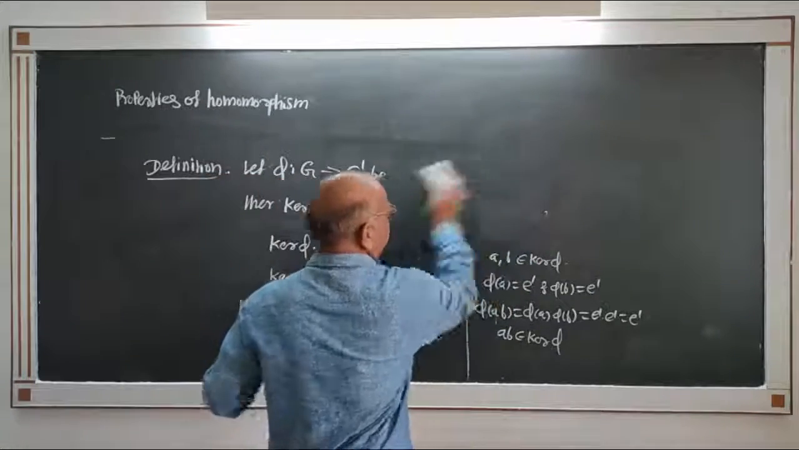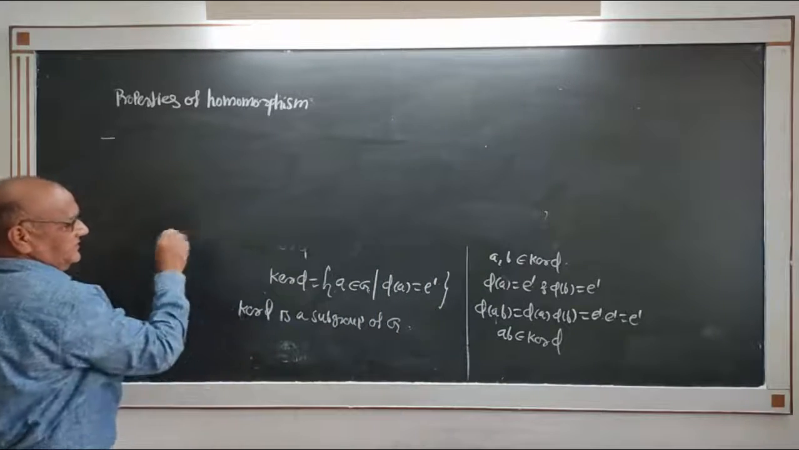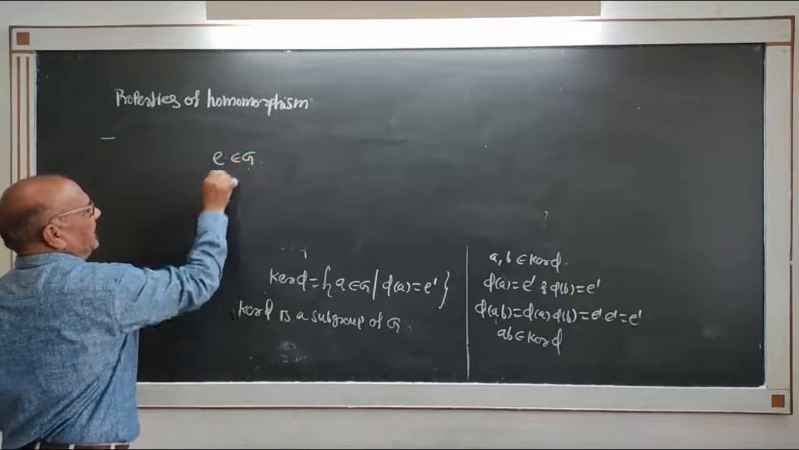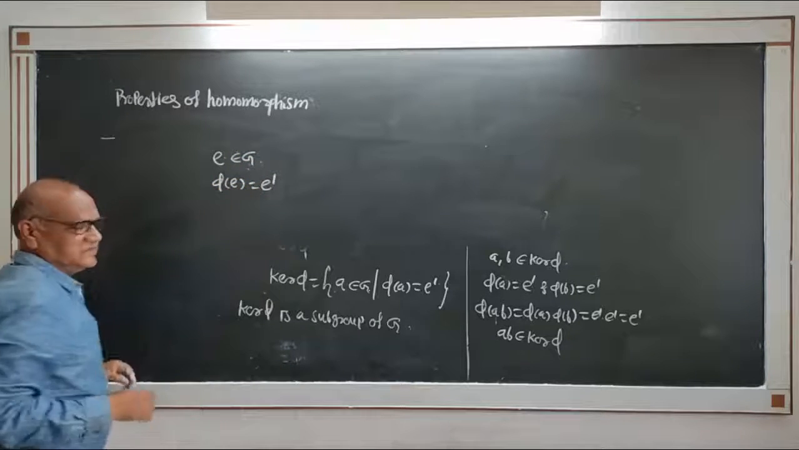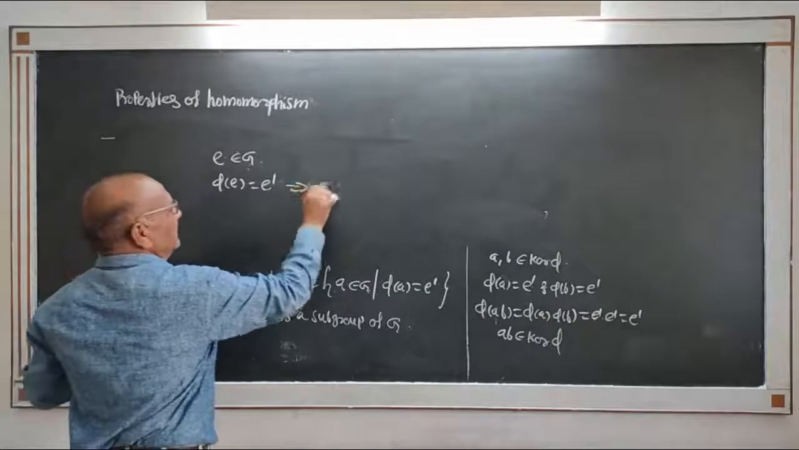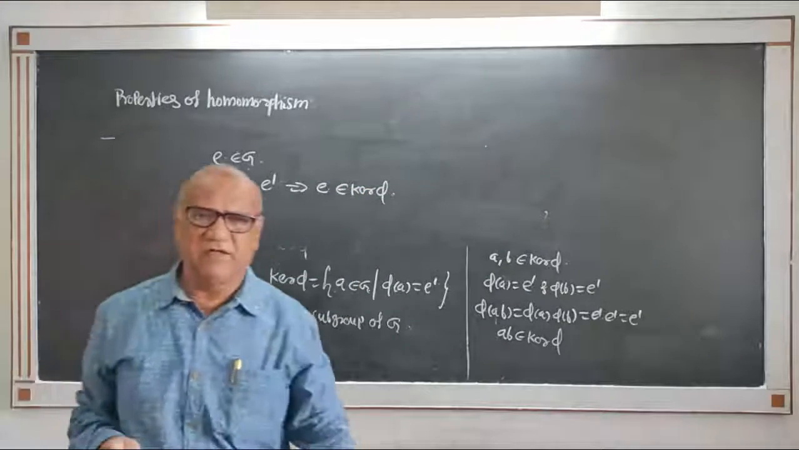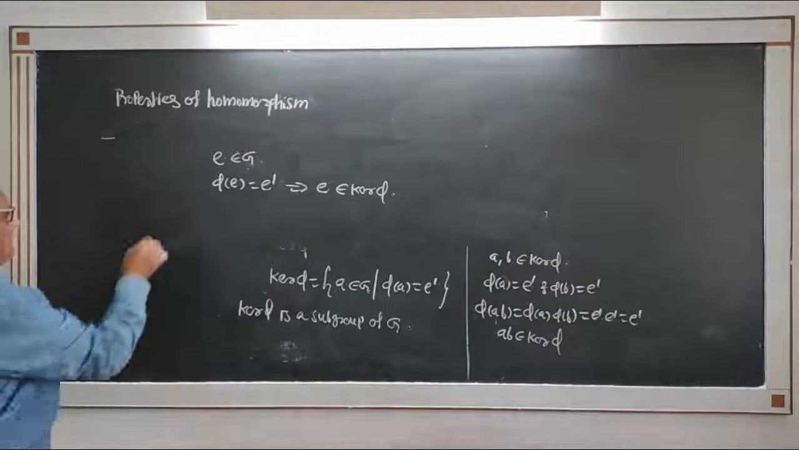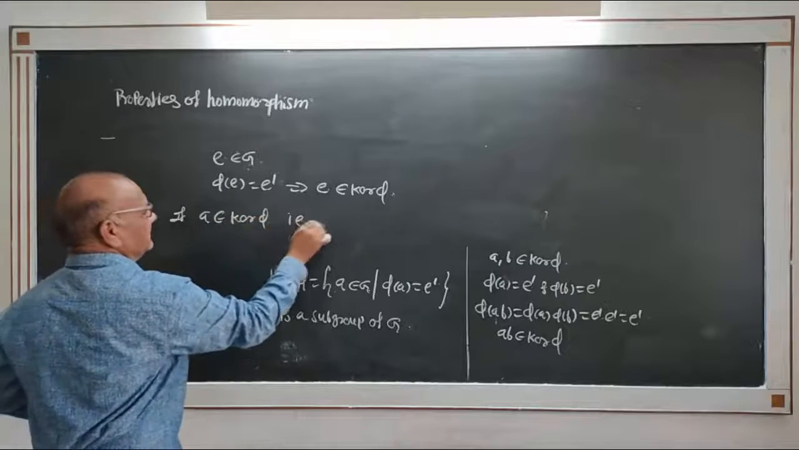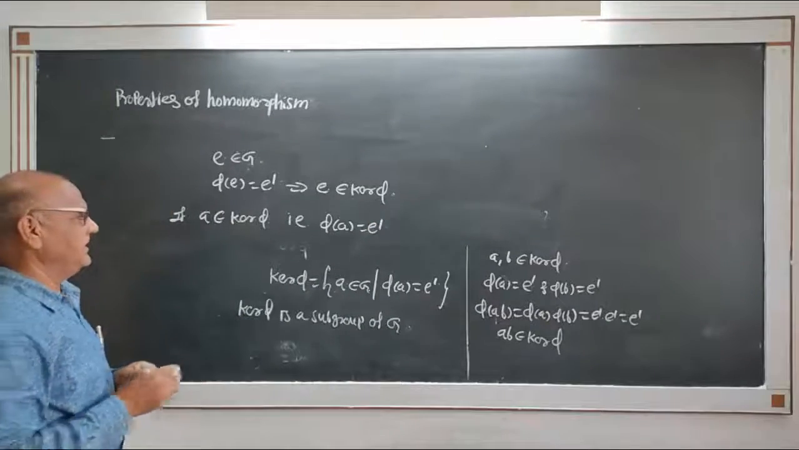Now see here, e belongs to G, and phi of e is equal to e'. This gives e belongs to kernel phi. That means the identity belongs to kernel phi. If a belongs to kernel phi, that means phi of a is equal to the identity.